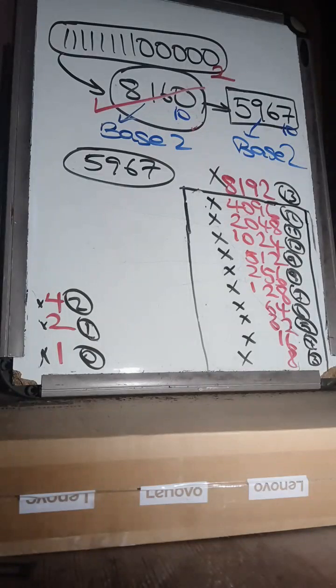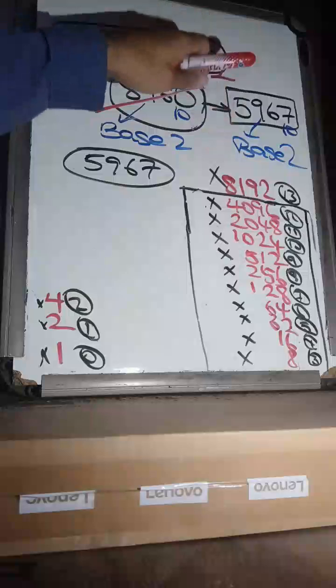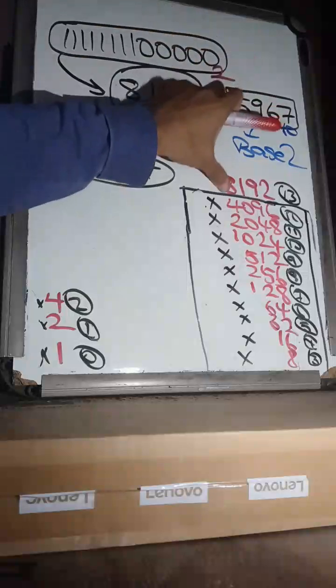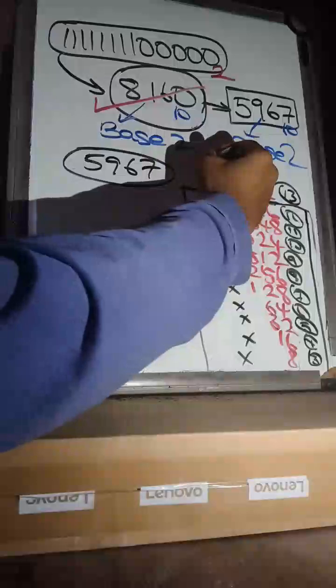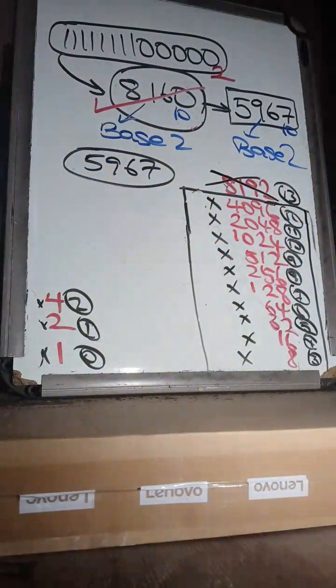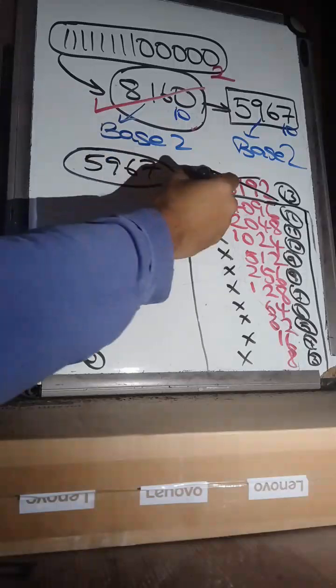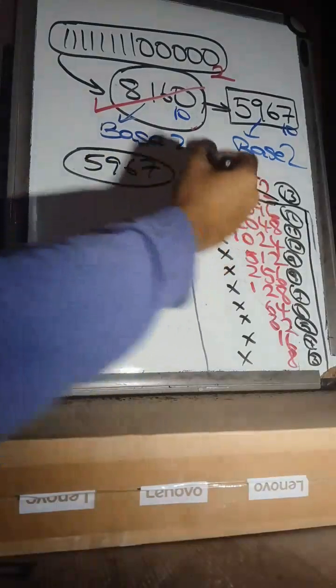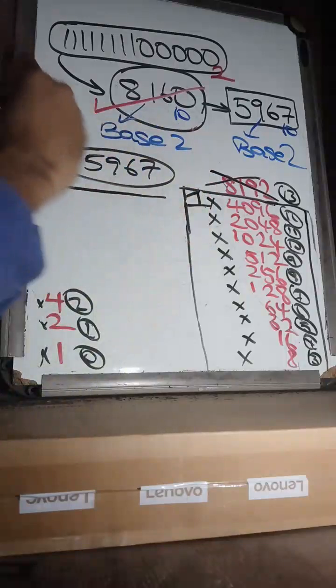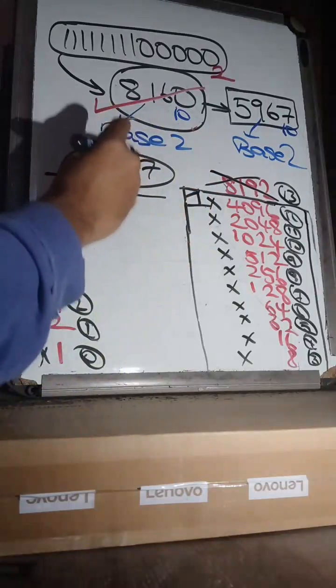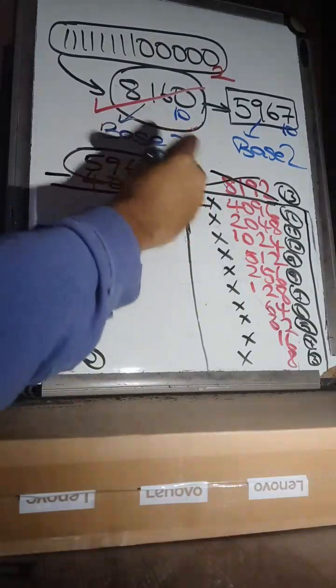Okay, all right. So obviously we can rule out the 8,192. We can rule out that. Now we can use at least one of the 4,096. So let's use one of that. So we have 4,096.